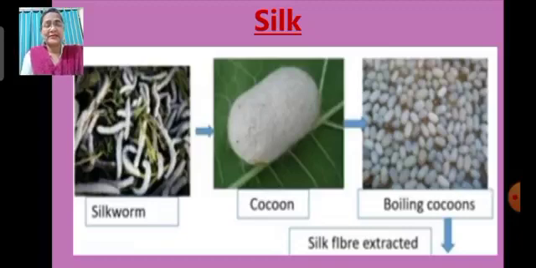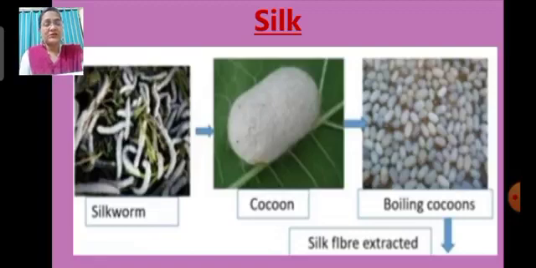Now next animal fiber is silk. As we all know, silk is a very costly fiber and has a very fine quality. We get silk from silkworms which live on the leaves of the mulberry plant. The larva of the silk moth secretes a sticky fluid which becomes silk fiber. The larva then covers its body with silk fiber and turns into a pupa. This protective covering is called a cocoon.